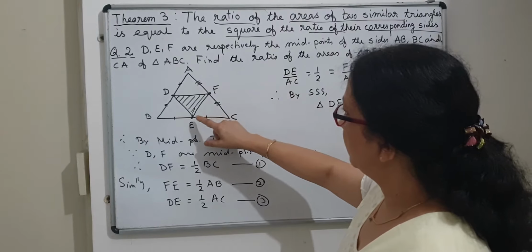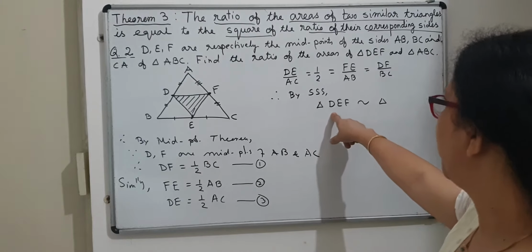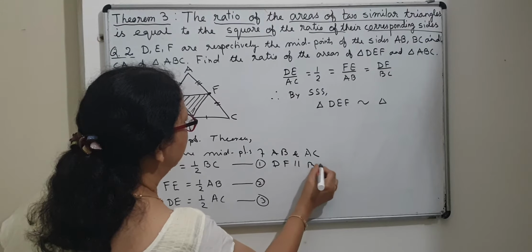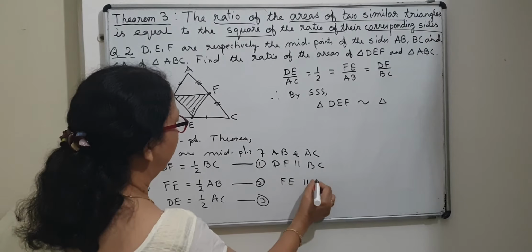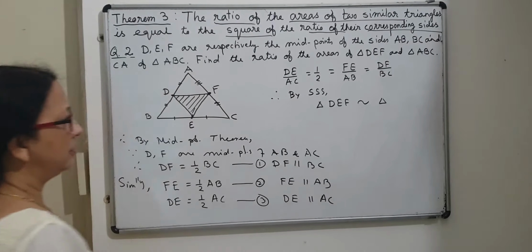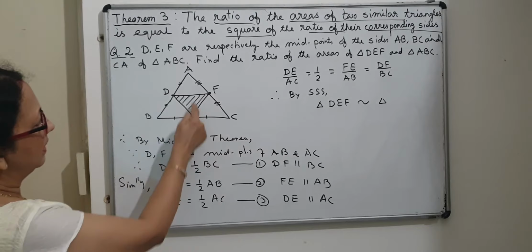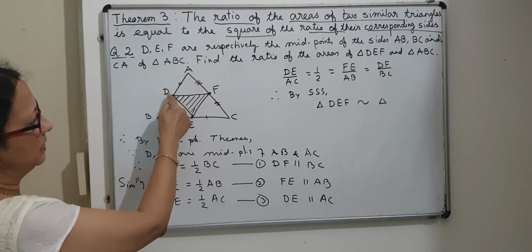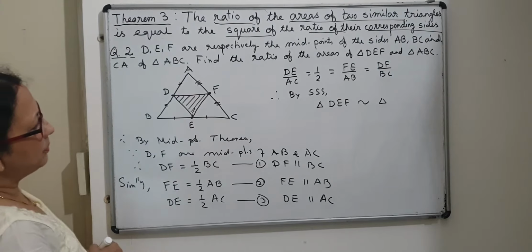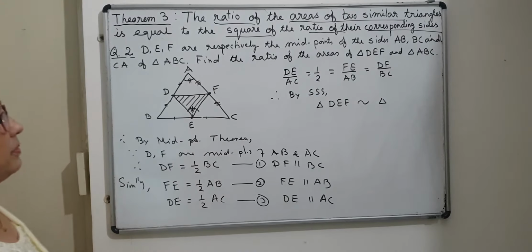I should take care which angle D corresponds to; that is important. That's why I should use the angles also. Now you see DF is parallel to BC, FE is parallel to AB, and DE is parallel to AC. They are parallel to the third side and half of the third side. So when all the sides are parallel, this will be a parallelogram. ADFE is a parallelogram, and the opposite angles are equal, since opposite angles of a parallelogram are equal.